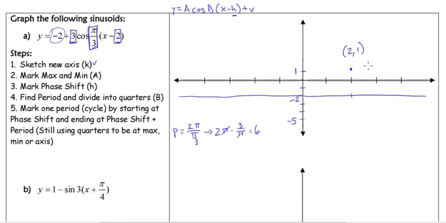Now we want to, and real fast, I'm going to just mark that out as well. So 1, 2, 3, 4, 5, 6. There's my next maximum for my graph. Now from there, a couple ways to think about how you want to mark out your quarters.